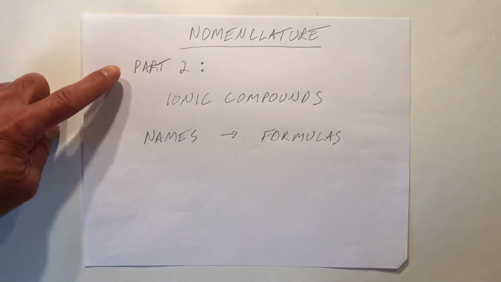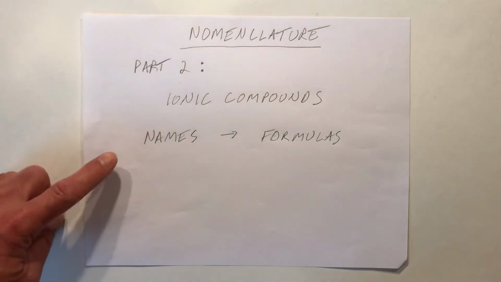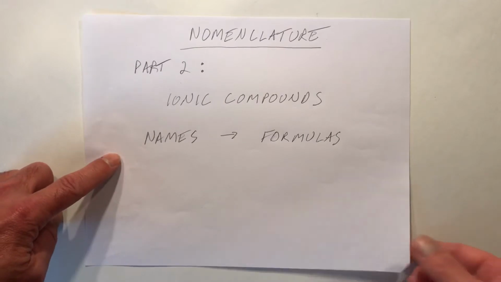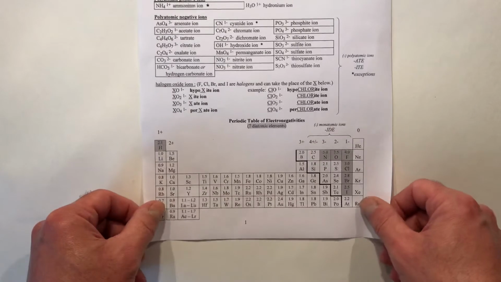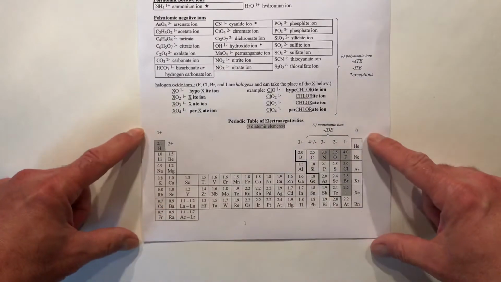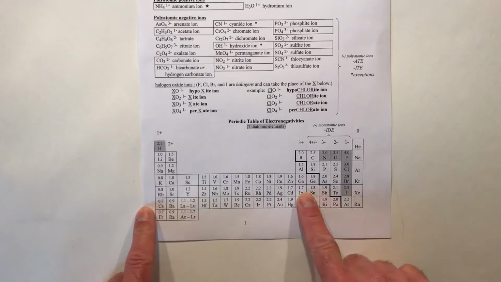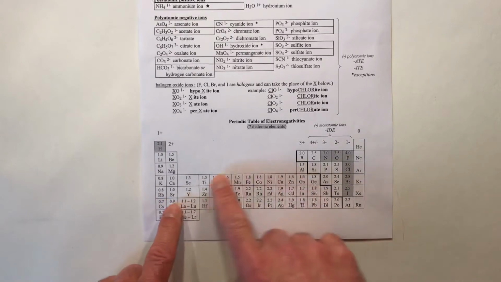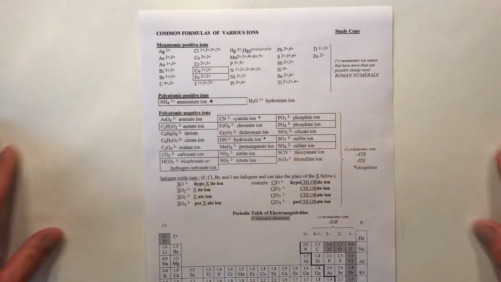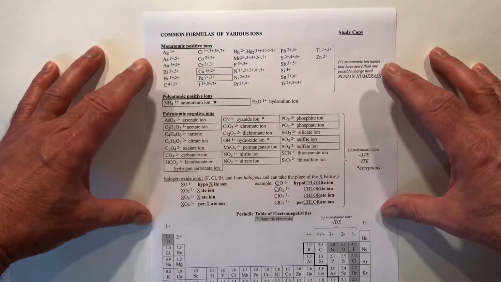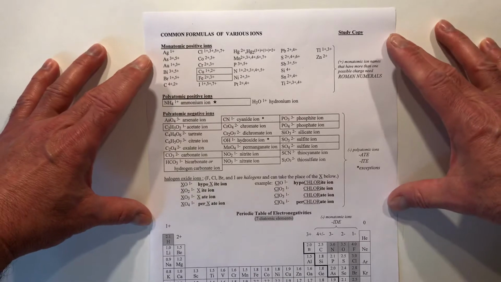Chemical Nomenclature, Part 2: Ionic Compounds, Turning Chemical Names into Formulas. In our last video, we took a look at this sheet and how we could use the periodic table to look up charges for some elements that were very predictable based on their atomic structure, and for other elements, and for polyatomic ions, we could look up their formulas in a piece of reference material like this ion reference sheet.